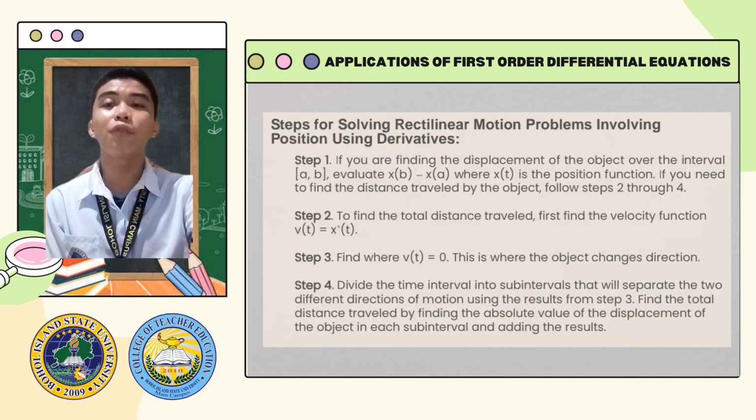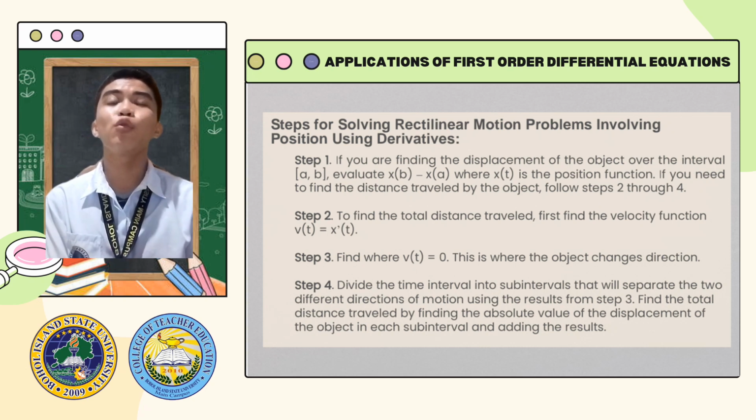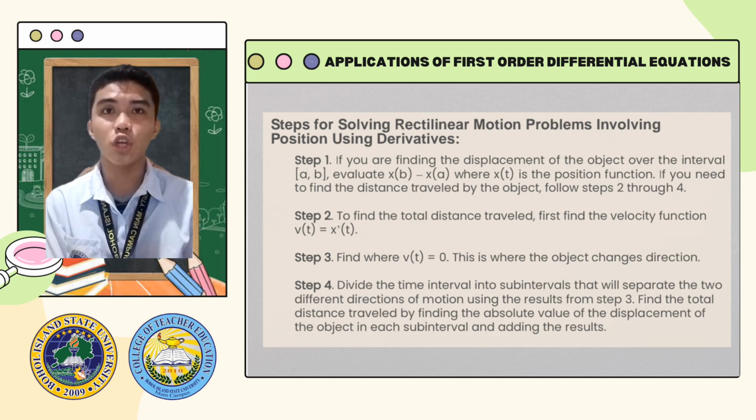So I have here 4 steps for solving rectilinear motion problems involving position using derivatives. Step 1: if you are finding the displacement of the object over the interval a, b, evaluate x of b minus x of a, where x of t is the position function. If you need to find the distance traveled by the object, follow steps 2 through 4.